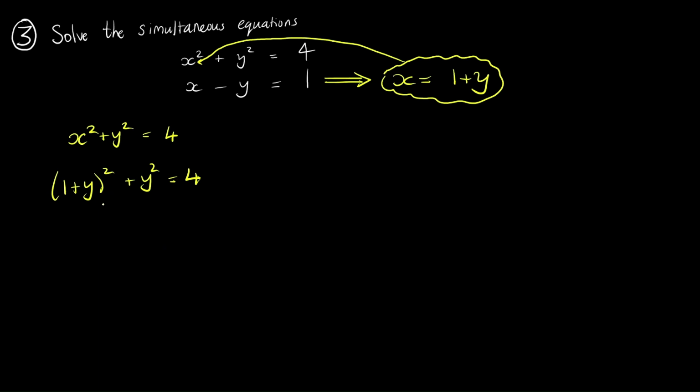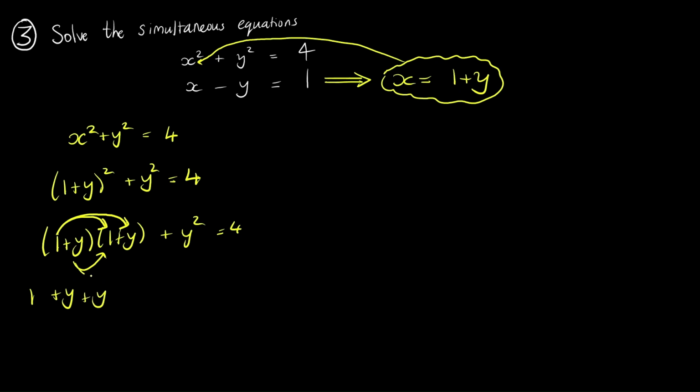Right. Now I've got a bracket squared as I've just had in the previous part. 1 plus y, 1 plus y. And let's make sure I'm expanding that out properly. So 1 times 1 is 1. 1 times y is plus y. Plus y there. And then we get a plus y squared there. And I've already got a plus y squared there, so I'm going to keep that.